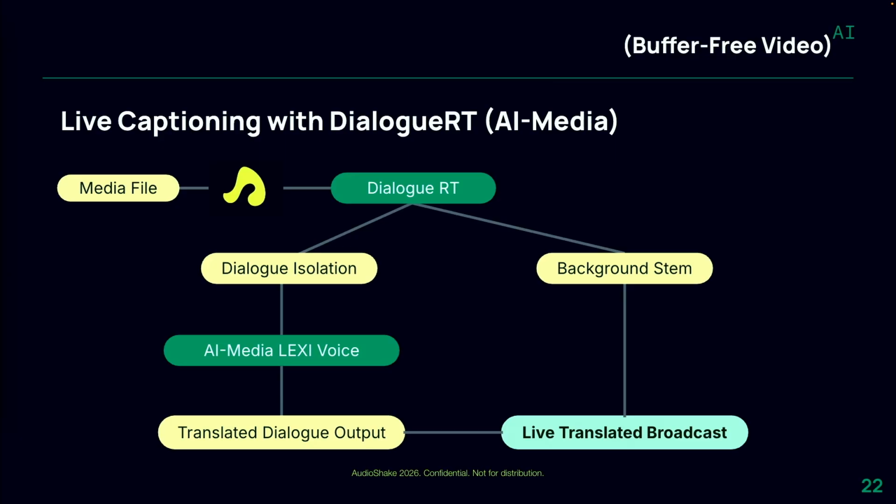The way this works is that we have the system just identifying dialogue and then taking that out, and everything else is discarded as part of a background stem.